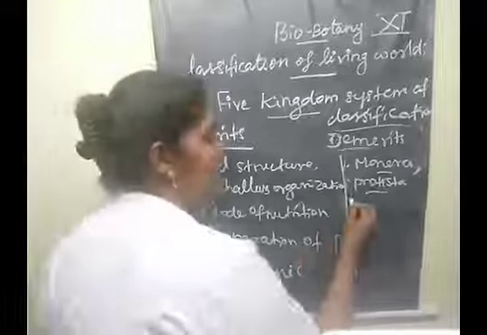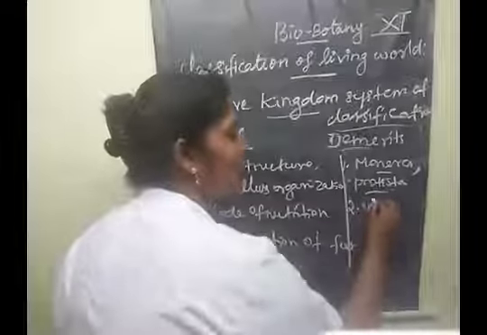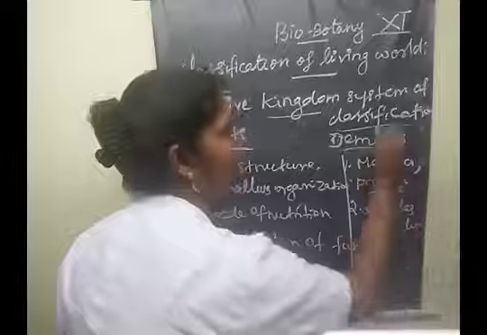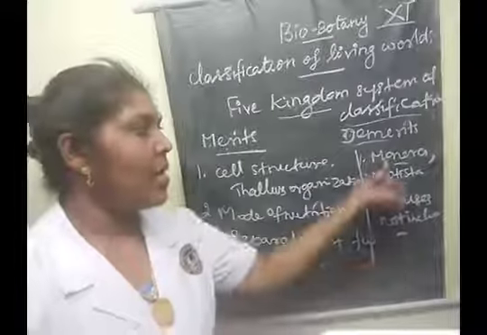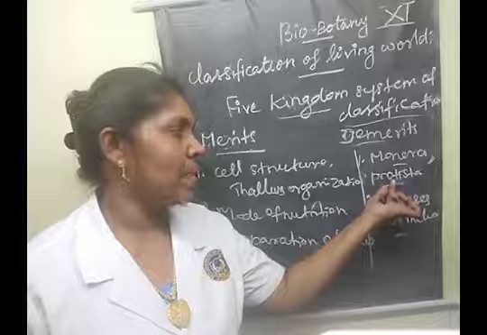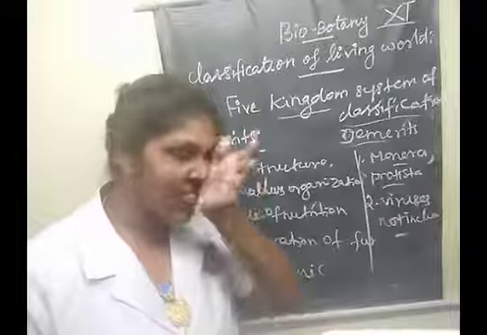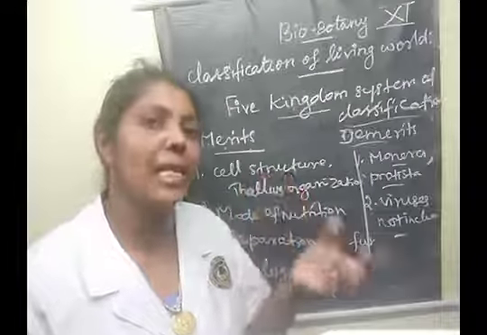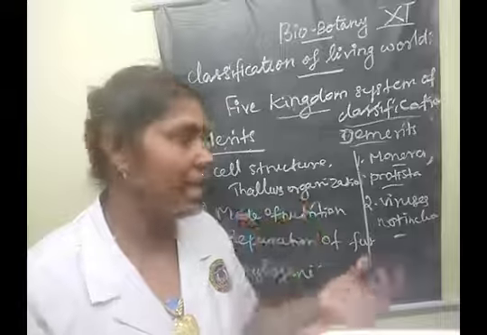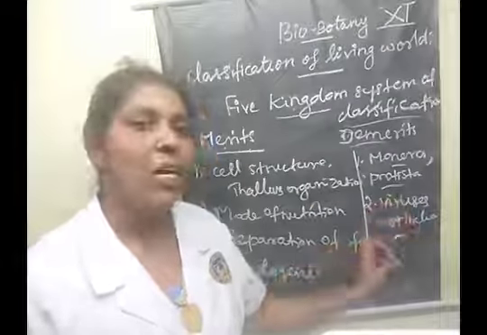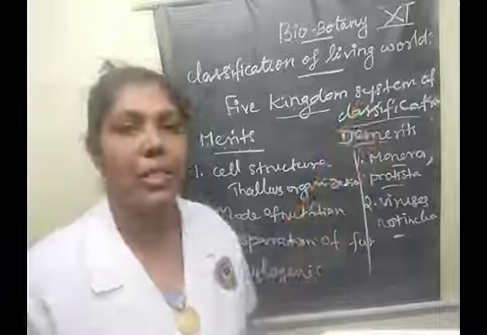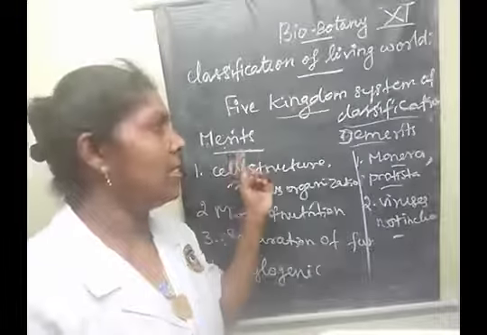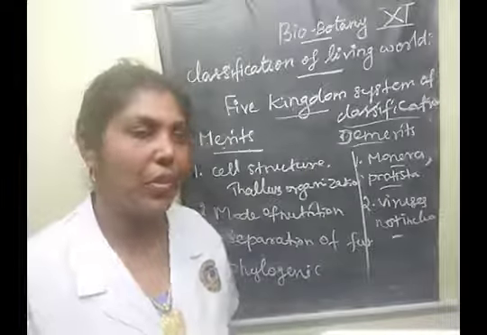Clear, children? The next one is that viruses are not included in the five kingdom system of classification. Clear, children? First demerit: in Monera and Protista, autotrophic and heterotrophic modes of nutrition are grouped together. That's one of the demerits. Next one is that viruses are not included in this system. Understood, children? So these are the certain merits and demerits of the five kingdom system of classification.